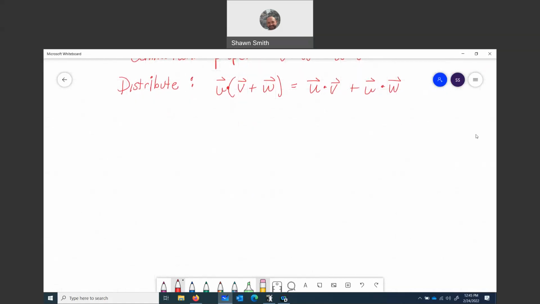All right, so where do we use a dot product? Several places. One place is to find the angle between the vectors. So using the dot product to find the angle between two vectors.